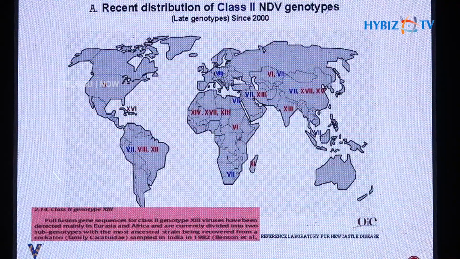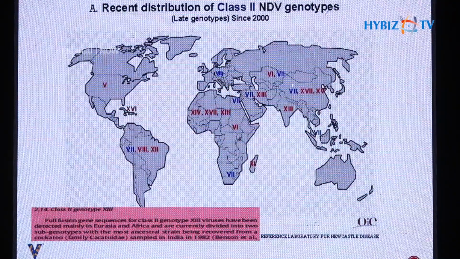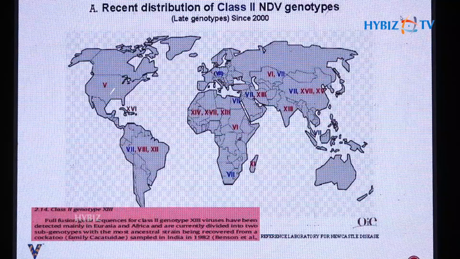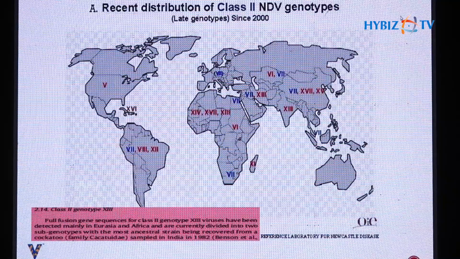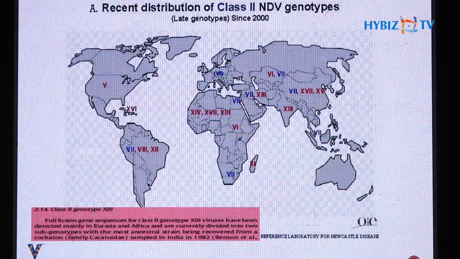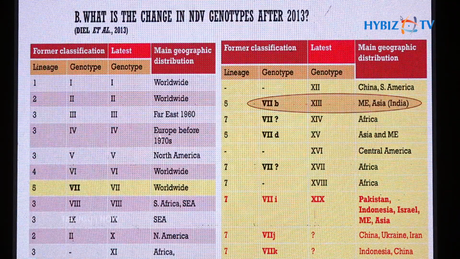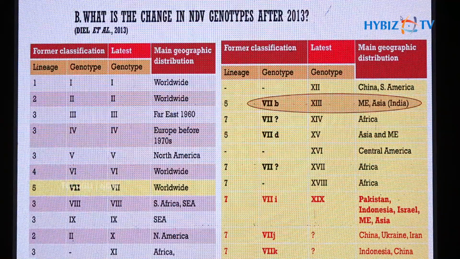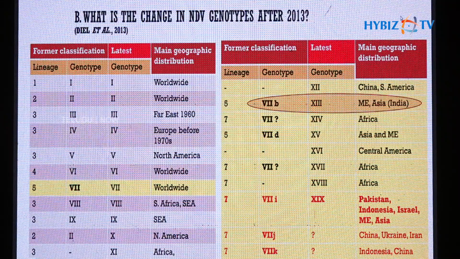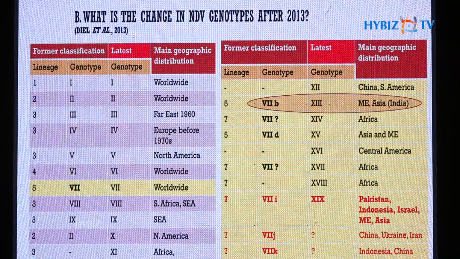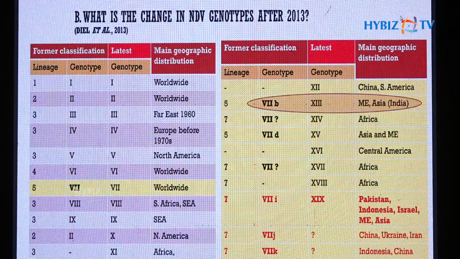So this is the global scenario where you can see different genotypes prevalent in different countries. When it comes to India, it is 13 for almost 4 decades. Since 1983, you can see 1982 here, this was published about genotype 13. There is a lot of confusion in the genotype classification, but this is big. It is due to errors in the scientific publications. Over a period of time, there will be upgradation of the classification system. That has led to the change.